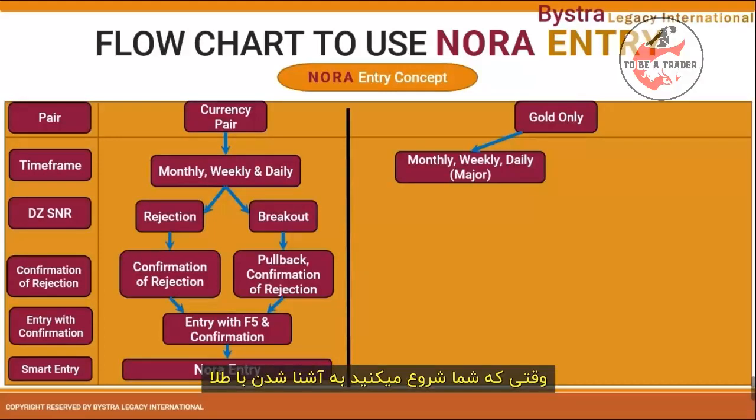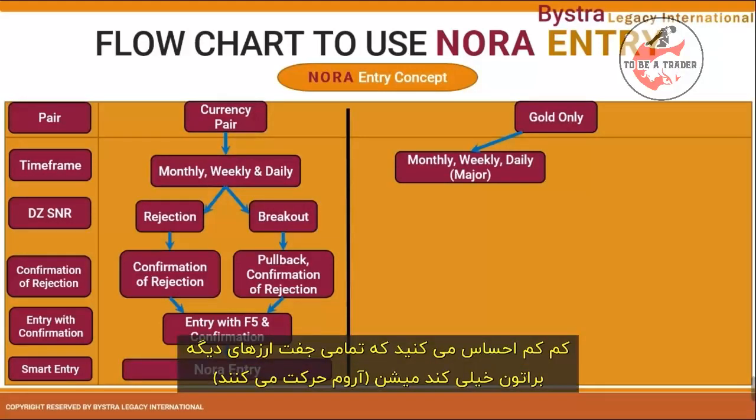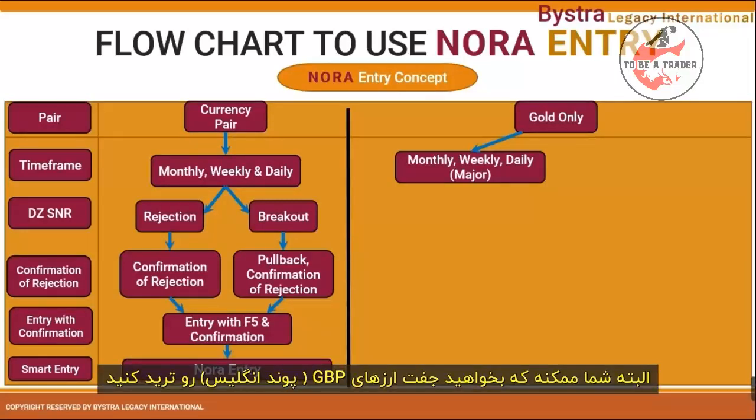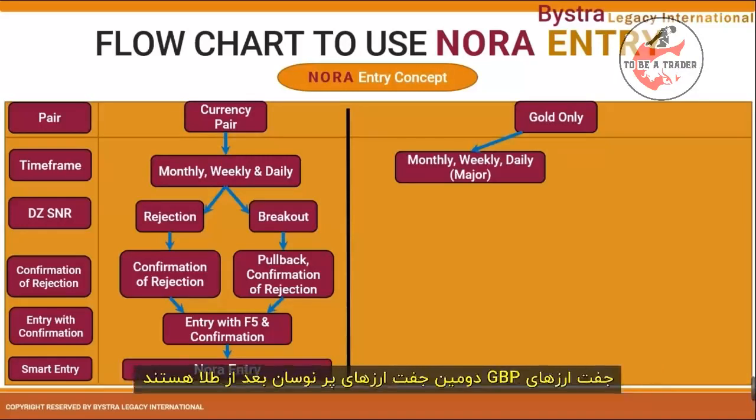When you start to get familiarized with gold, you will start to feel that all the other pairs have become very slow. Even now, if I want to trade Euro USD, I feel that the Euro USD pair has become very slow. However, you may trade the GBP pair. GBP pair will be the second most volatile after gold.